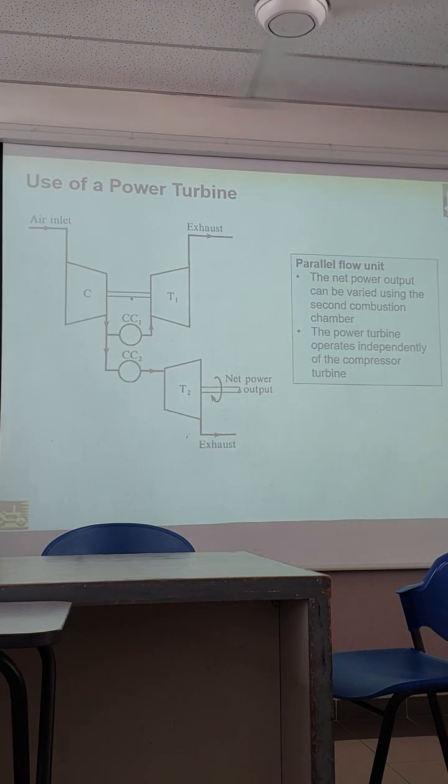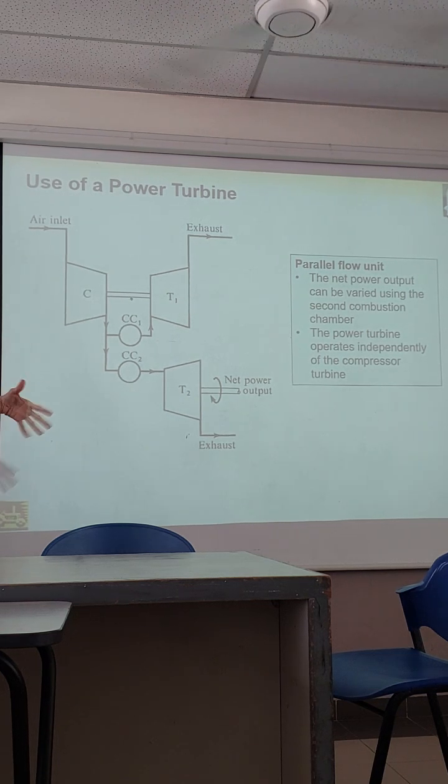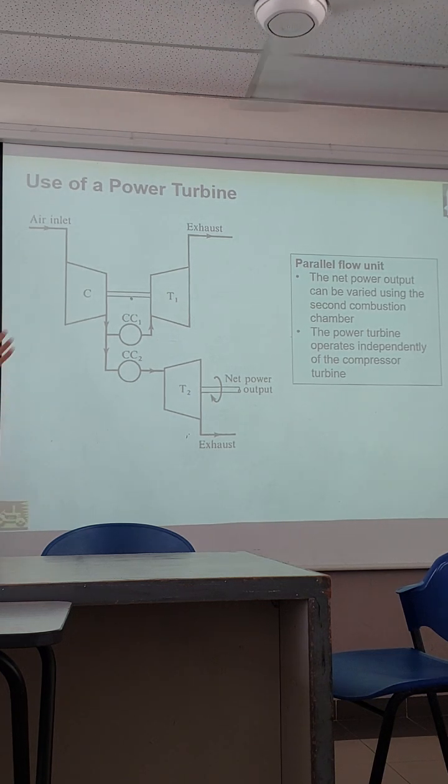Then we also have what we call a parallel flow unit. This one has two different combustion chambers. These two combustion chambers go to two different turbines. Then you get two different applications out of that, so the first one for one purpose, the second for another purpose.